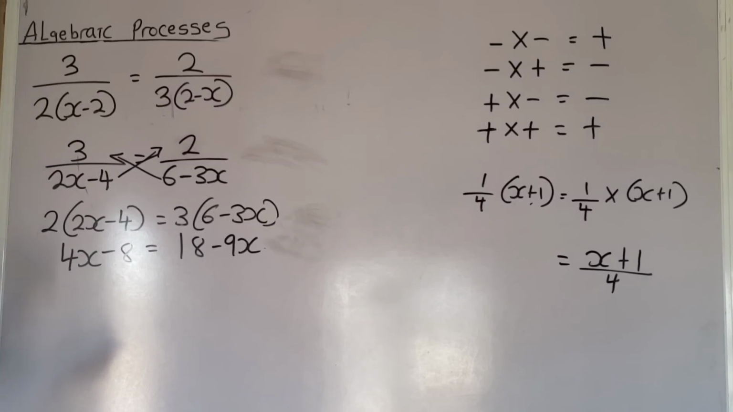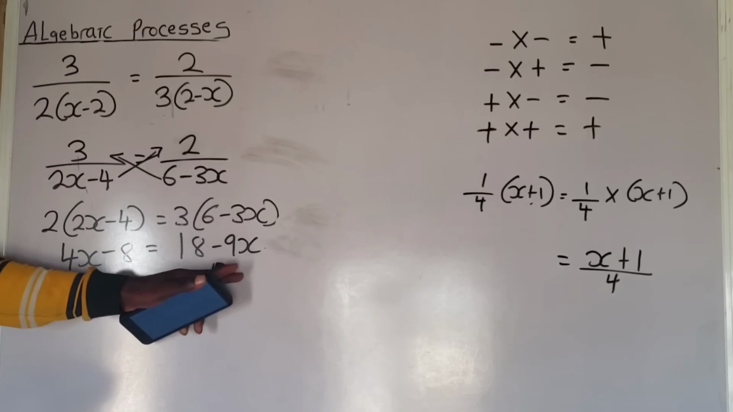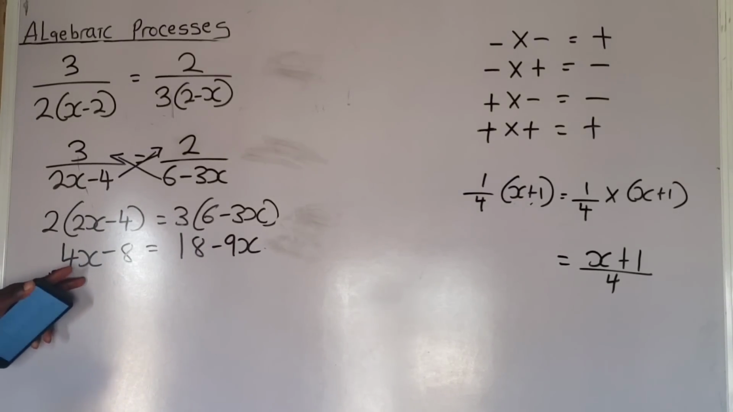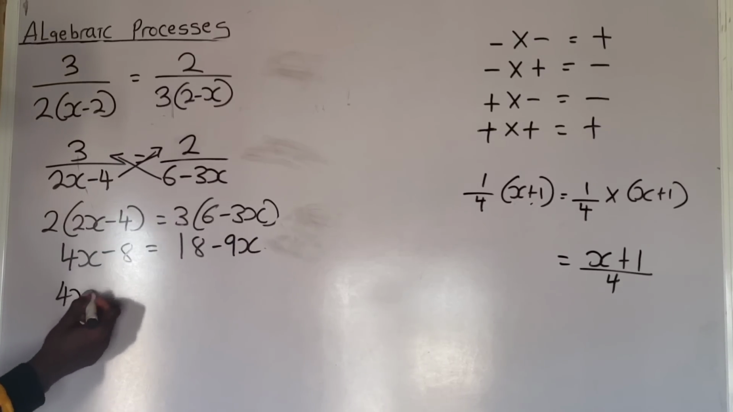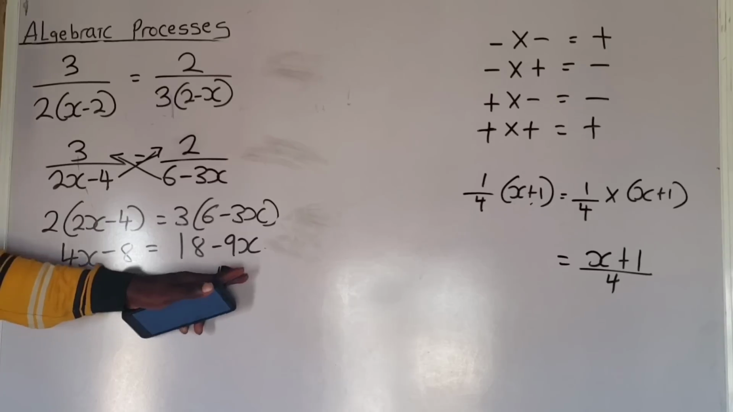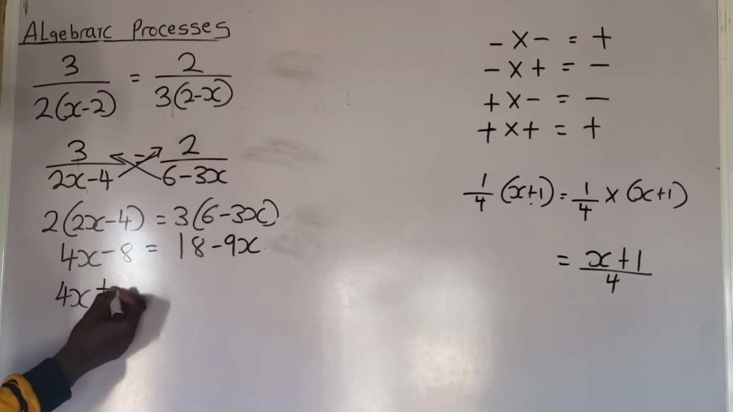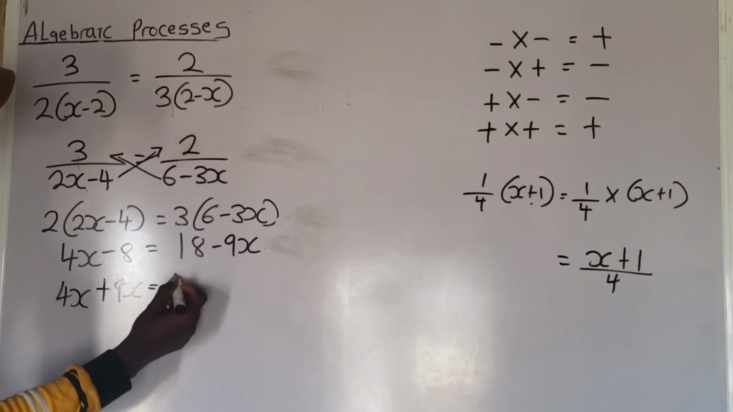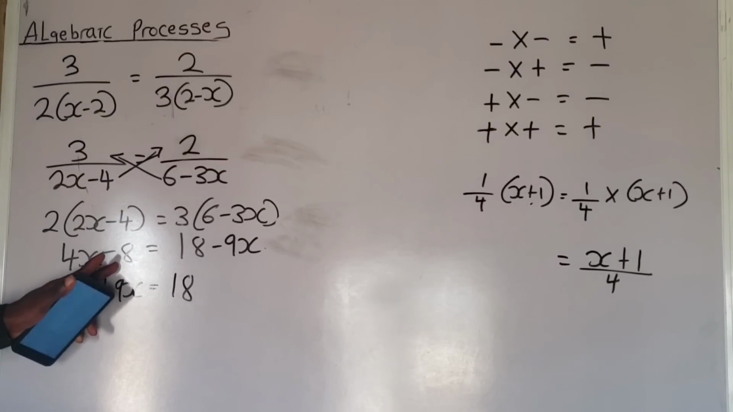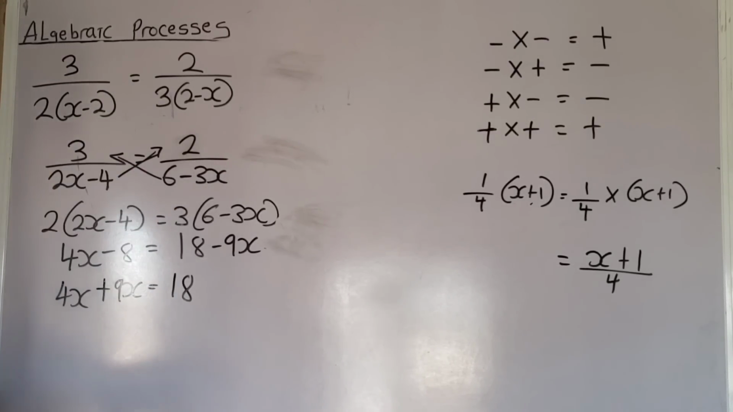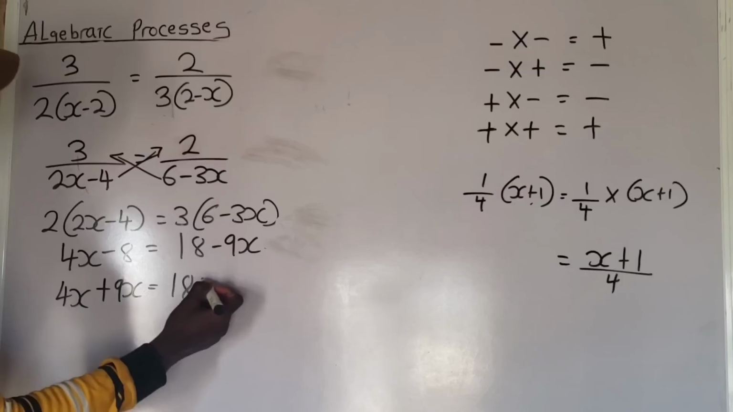Okay. Now, the next step here is to collect like terms. Okay, I have 4x here, I have negative 9x here. Since they both have x, I'm going to add them both together. Okay, so for this I'm going to have 4x. Now if this negative 9x crosses the equals to sign to the left hand side of the equation, it's going to become positive 9x is equals to 18. Now negative 8 is going to cross the equals to sign to the right hand side of this equation. It's going to become what? Positive 8. So I'm going to have positive 8.